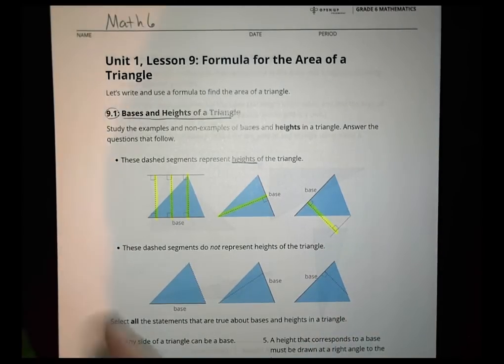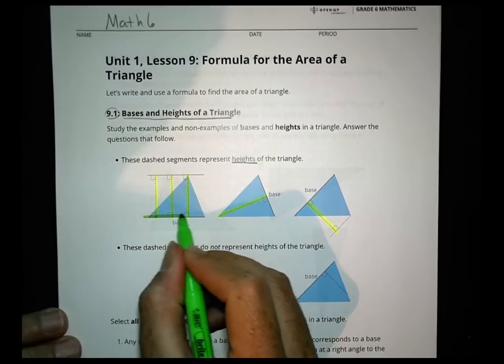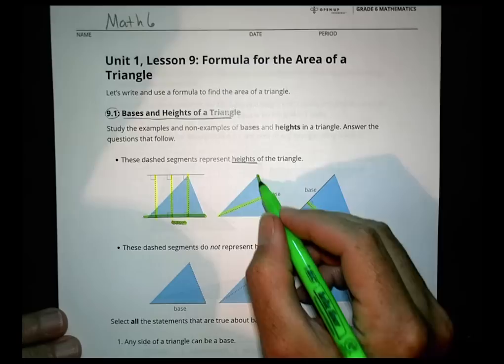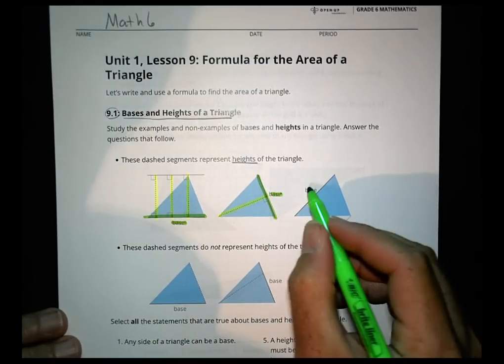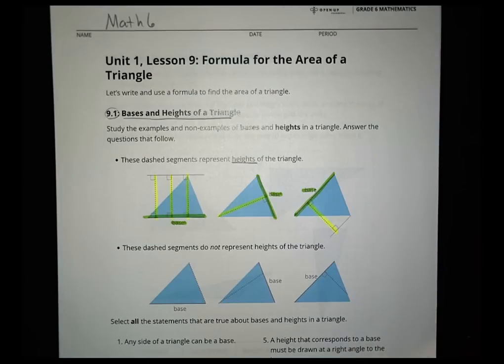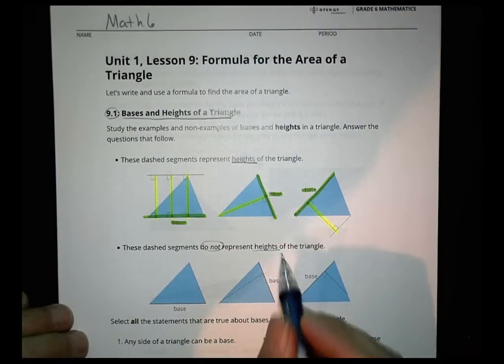Notice that for each of these ones, they are perpendicular to a base. And here's our base, and here's a perpendicular line there to that base, and this base here perpendicular there. So they each represent the height, and that's how that works there. Kind of cool. These dashed segments do not represent the heights of the triangle.